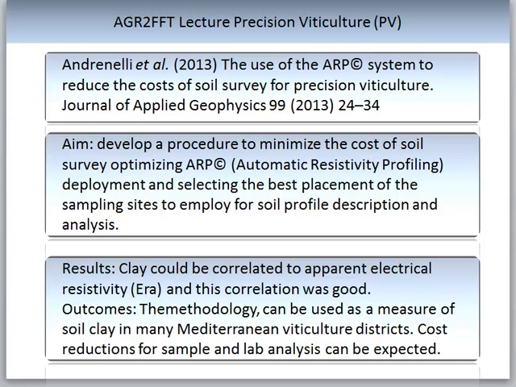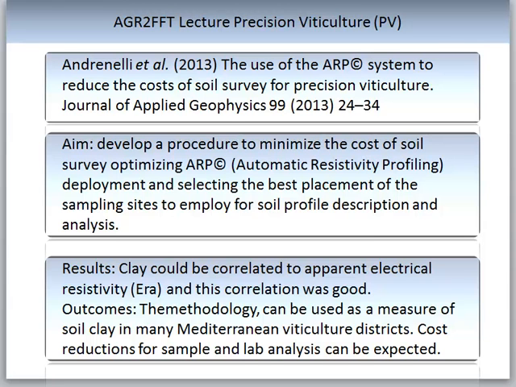The results from this paper indicated that clay could be correlated to apparent electrical resistivity, or ERa for short, and this correlation was good and acceptable. Therefore, the outcome from this research is that this methodology can be used as a measure of soil clay in many Mediterranean viticultural districts. This was concluded as the soils across many Mediterranean viticultural districts are similar. If this technology is used, it is anticipated that cost reductions for both soil sampling and laboratory analysis can be expected.